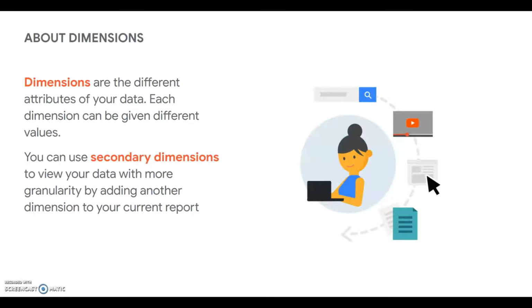Each report you view offers a primary dimension for which you can use to view your data. But sometimes the primary dimension isn't enough, and you may want to view your data with more granularity. That's where secondary dimensions come into play. They allow us to add another dimension onto our current report to get a more in-depth view on the data we are currently analyzing.